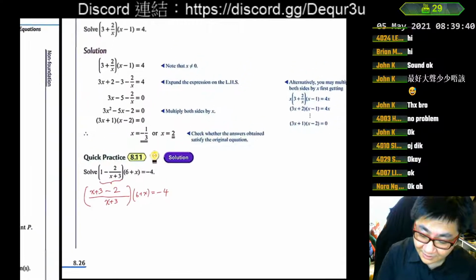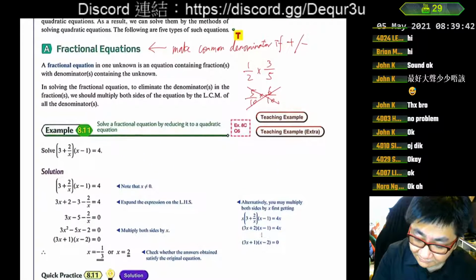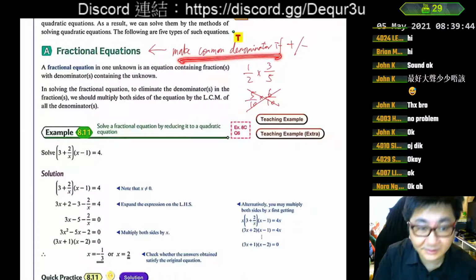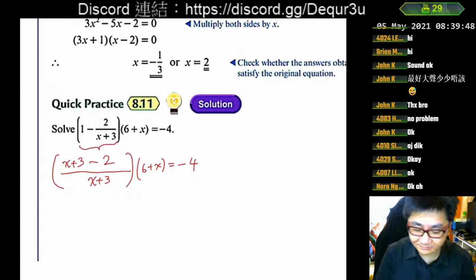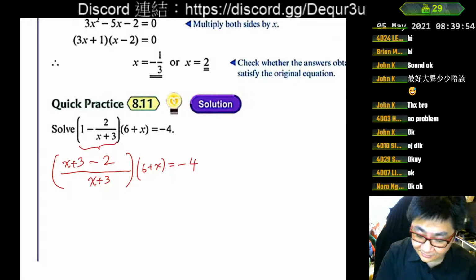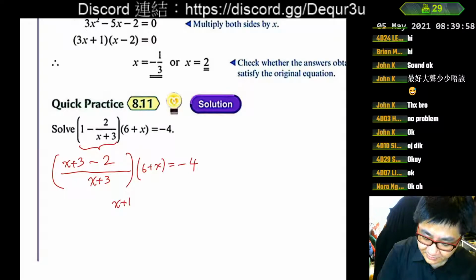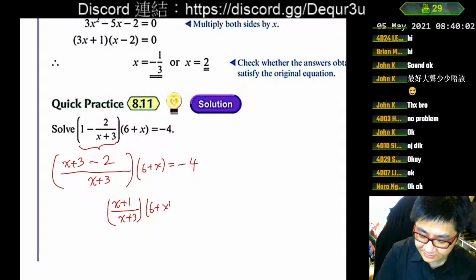This is also the part I highlighted here. We always make a common denominator. So we are exactly doing the same thing here. Make common denominator, then the upper part we can simplify. x plus 3 minus 2 becomes x plus 1, over x plus 3, and then times 6 plus x equals -4.